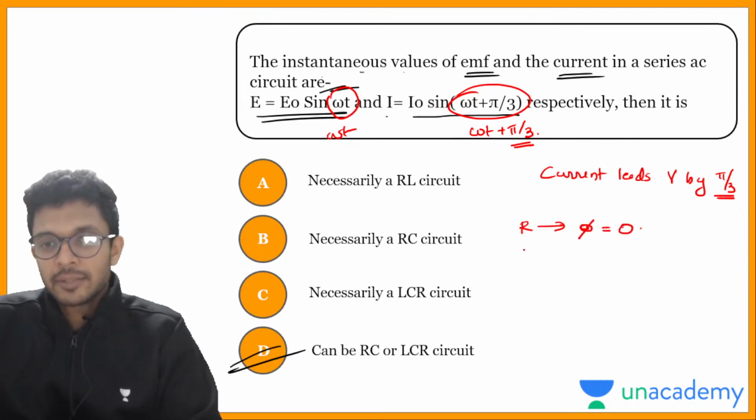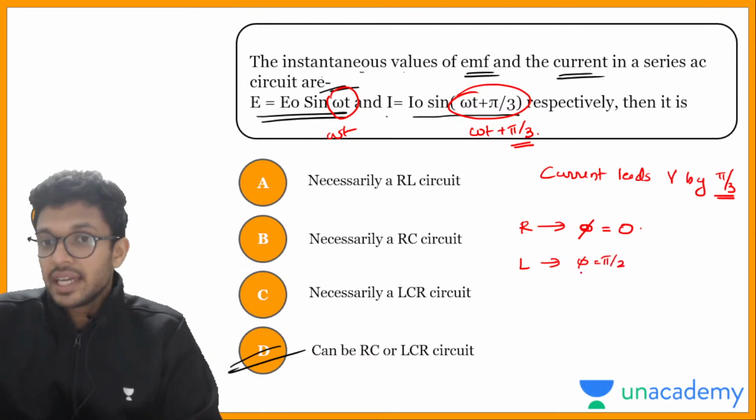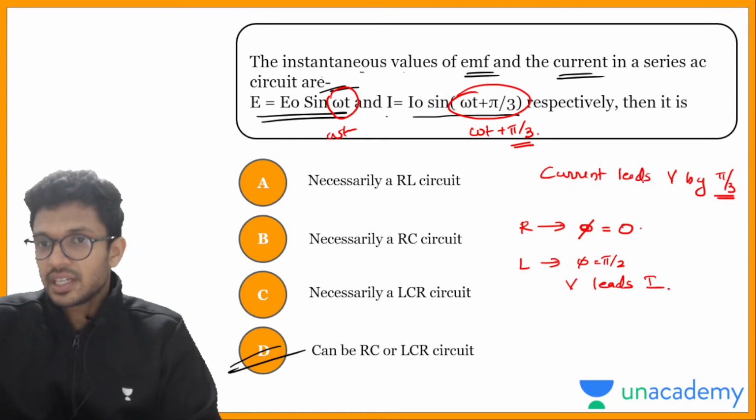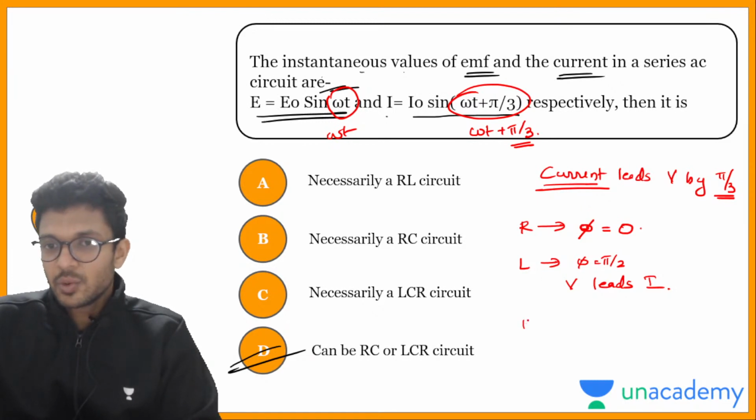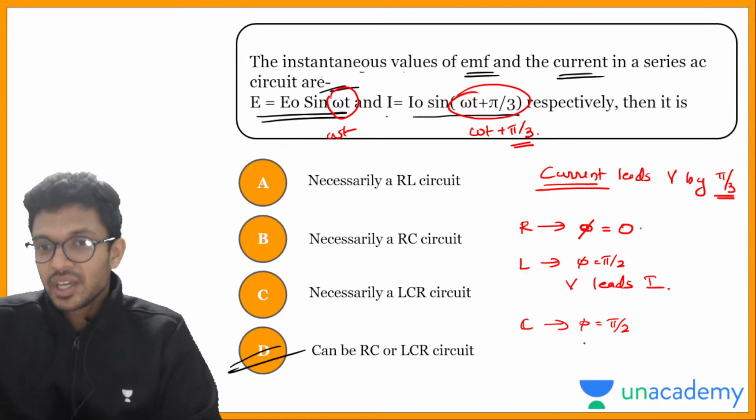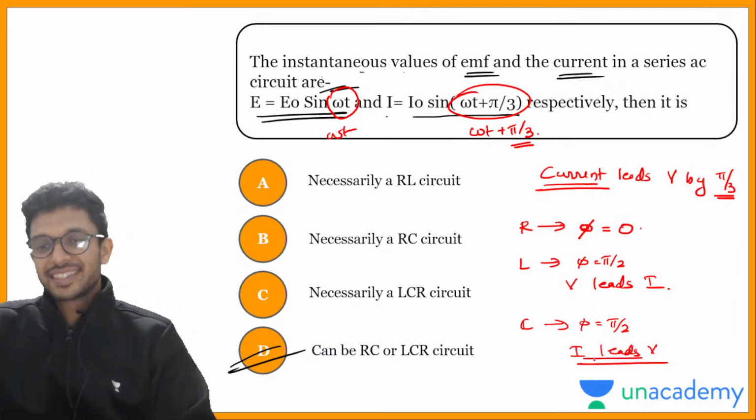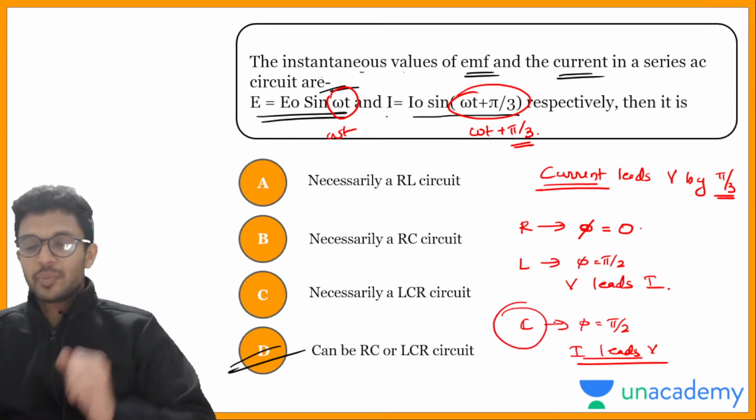0, isn't it? In the case of an inductor circuit, the phase difference is 90. And now who leads what? In the case of an inductor, voltage leads current. But we need that circuit where current is leading voltage. What about a capacitor? Phase difference is 90. So here the current leads the voltage. In which case? In the case of a capacitor.